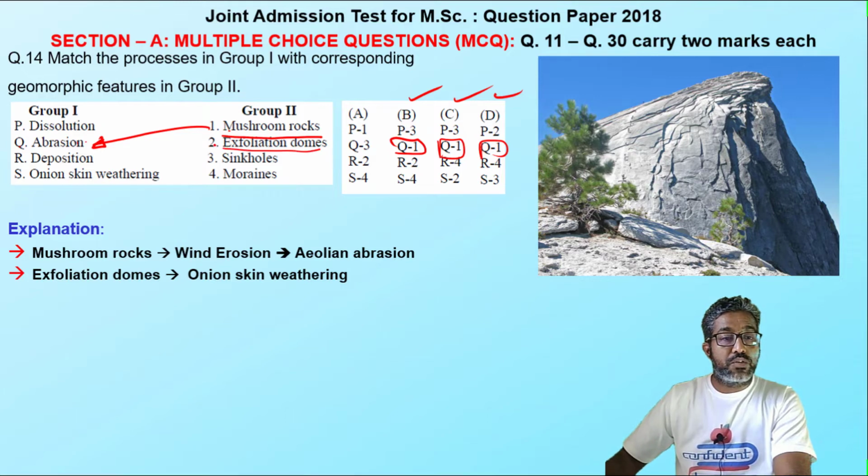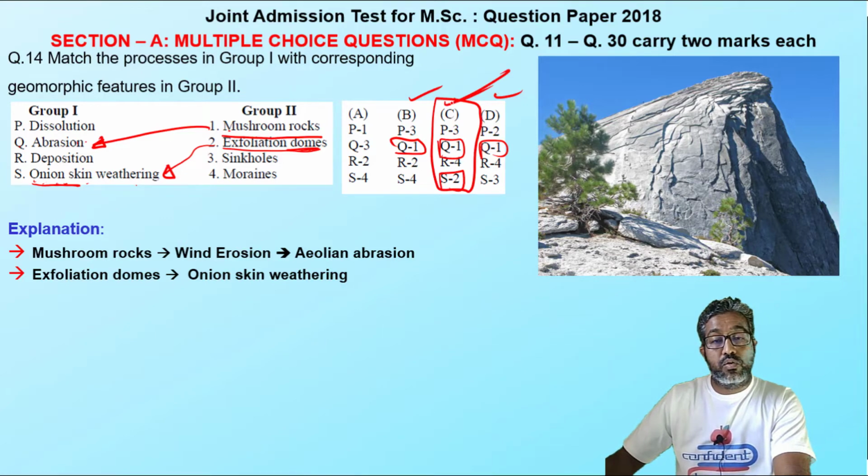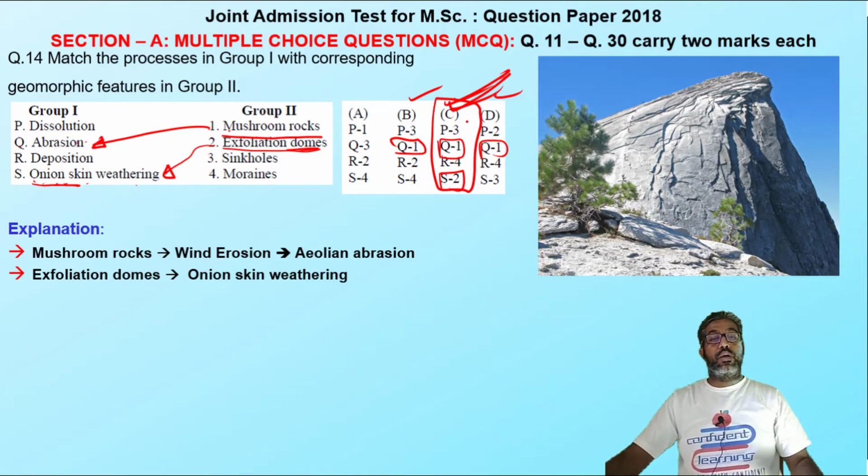Exfoliation dome. Everybody knows how it is formed. This is also known as onion skin weathering. It is formed by the onion skin weathering feature. This is exfoliation dome. So I have S2. Where is my S2? S2 is there, so no need to solve anything other. You can stop here and you can opt for option C.